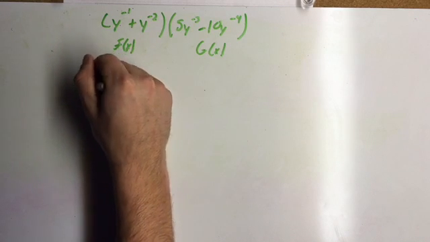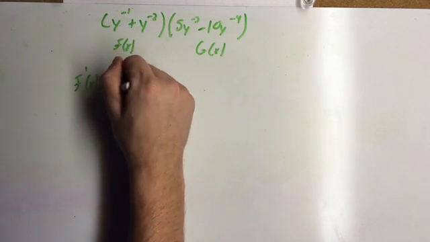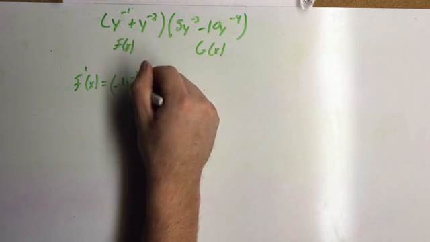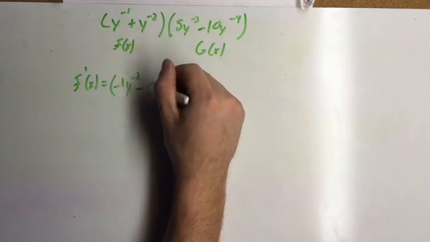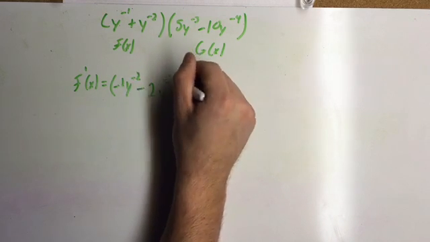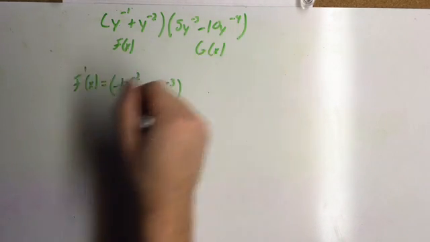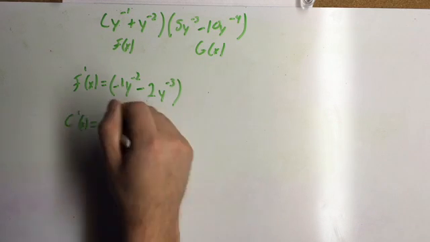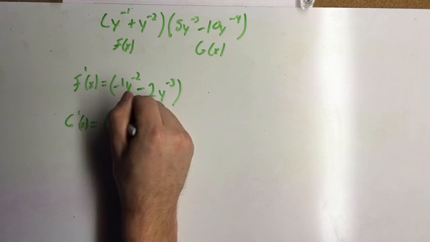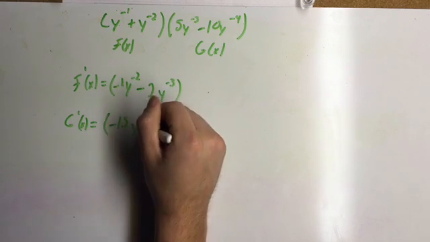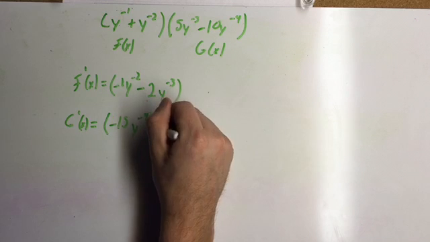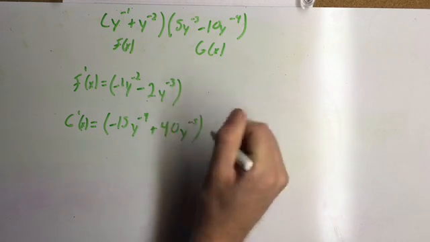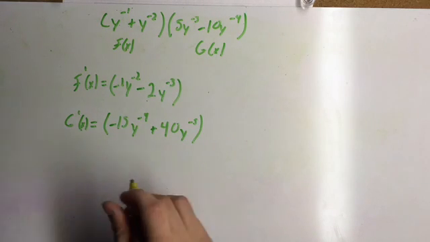F prime of x is going to equal negative 1y^-2 minus 2y^-3. G prime of x is going to equal negative 15y^-4 plus 40y^-5. So now we're going to put all of this together using the product rule.